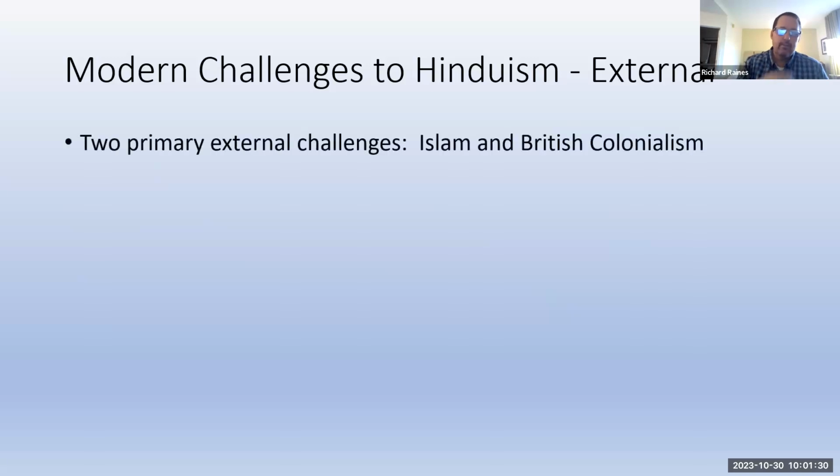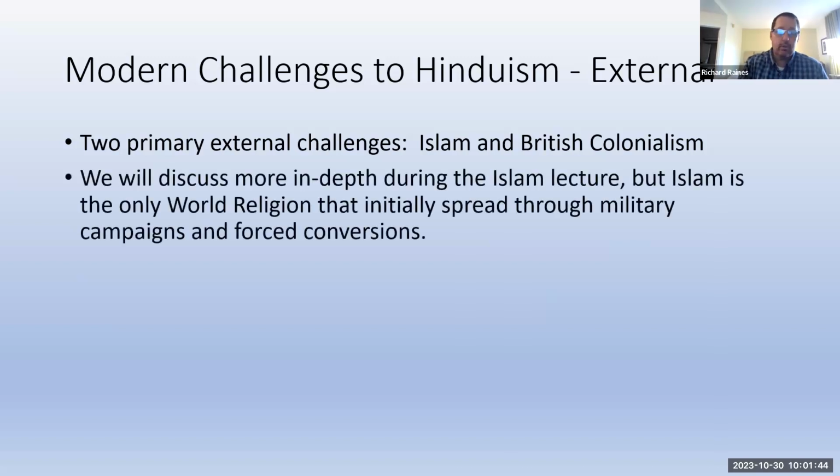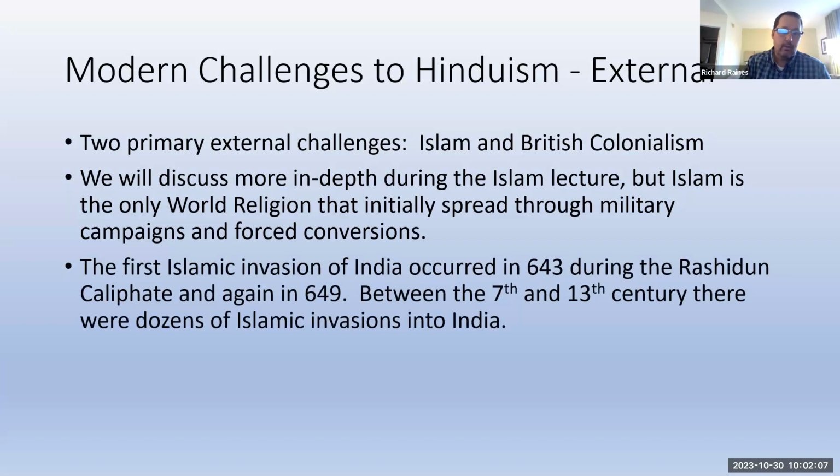What are some external threats? Now, there are two primary external challenges historically. One of them doesn't exist anymore, but throughout the history of Hinduism, the two biggest threats have been Islam and British colonialism. Now, we'll discuss this when we get to Islam, but of the world religions that we will study, Islam is really the only one that sort of in its charter, it's not a good word, but in its charter, it's okay to spread the religion through military campaigns and forced conversions. And so there's been a couple of invasions of India from Islamic forces. There certainly are Muslims in India, but Hinduism is still the predominant religion.